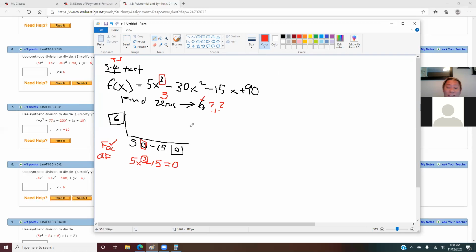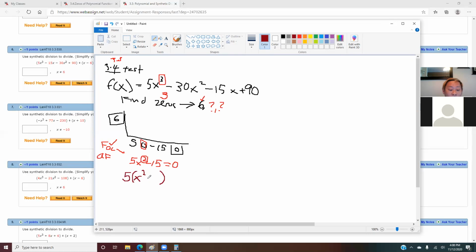Since the middle term is 0 or the last term is 0, if one of these terms is 0, I will recommend you to factor it. So what can you factor out in this case? What is in common between 5x squared and 15? You could divide it by 5. Yes, you can take out the 5. You're correct. So what happens when you take out the 5 and divide by 5?